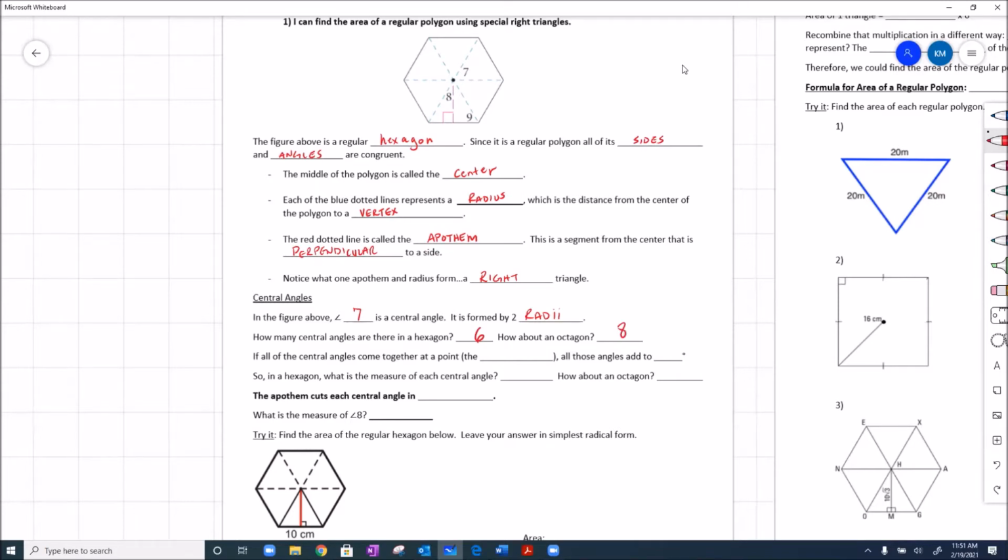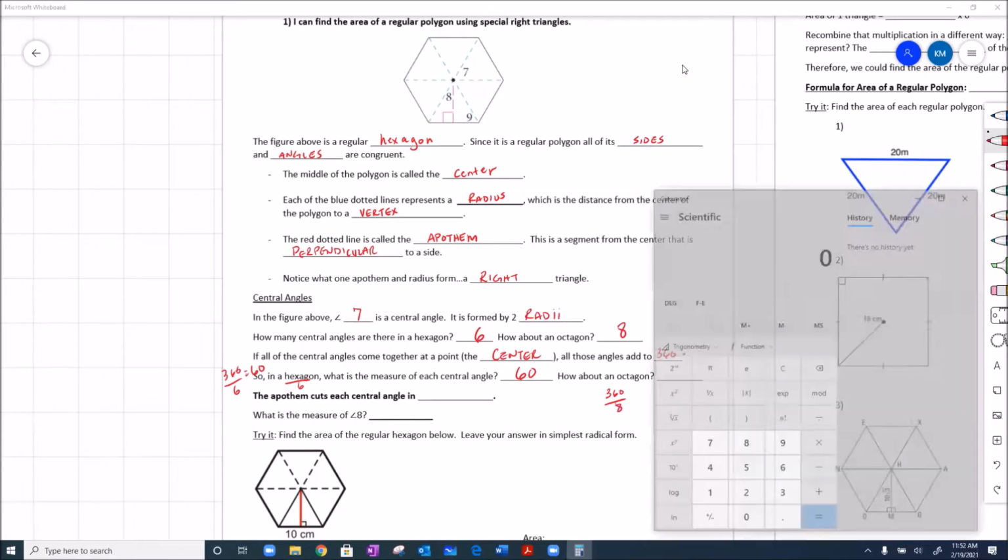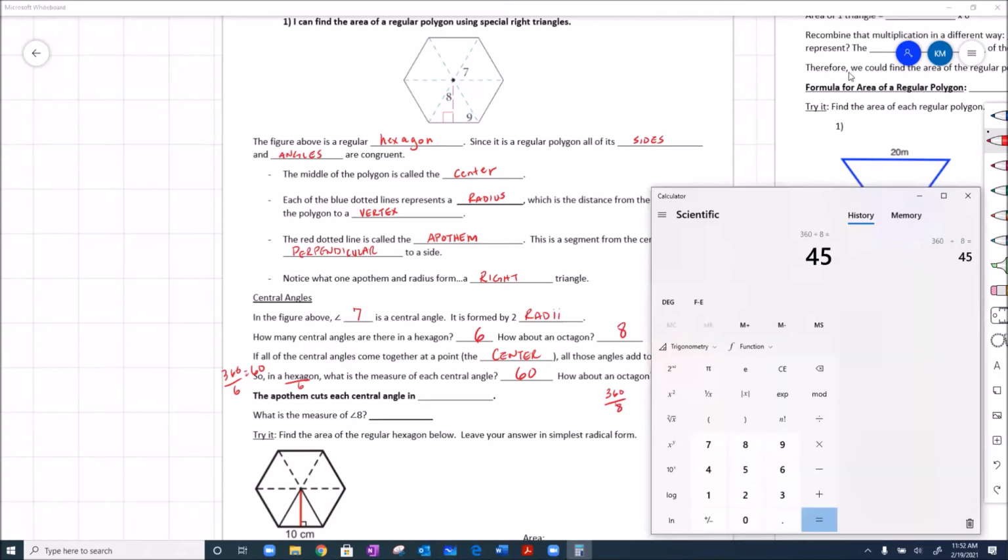If all the central angles come together at a point, the center, all of those angles add up to 360 degrees. Okay, think about it. It's a circle. So in a hexagon, what is the measure of each central angle? Well, a hexagon has 6 sides, so 360 divided by 6 gives us 60 degrees. How about in an octagon? 360 divided by 8, I've got to do that in the calculator, 45.